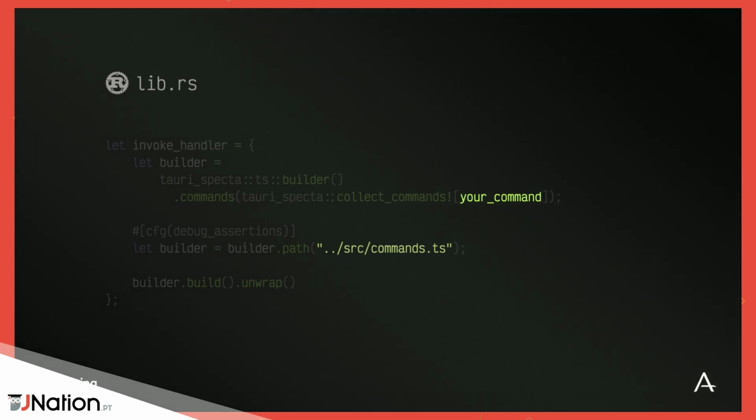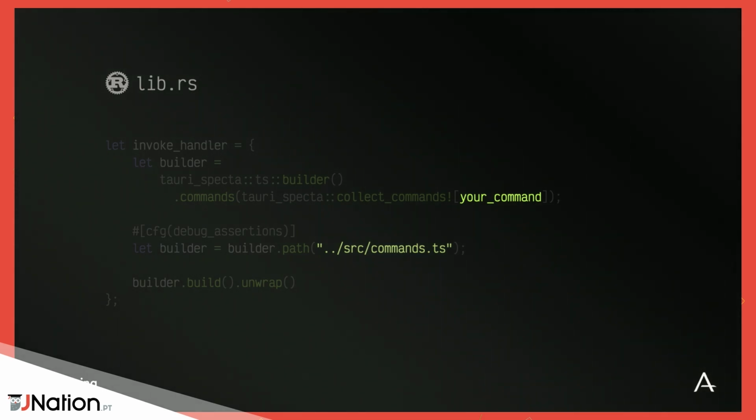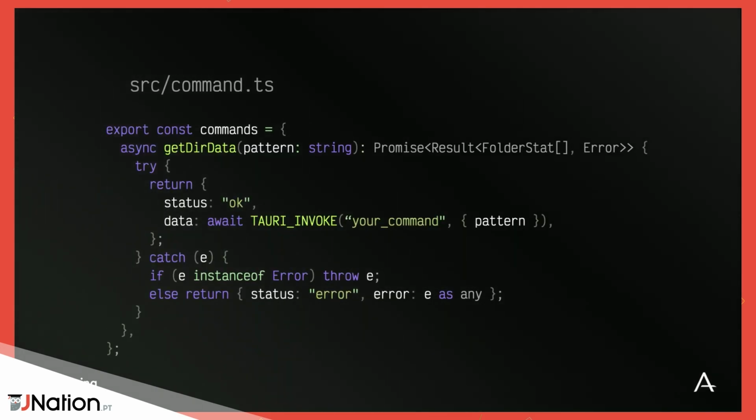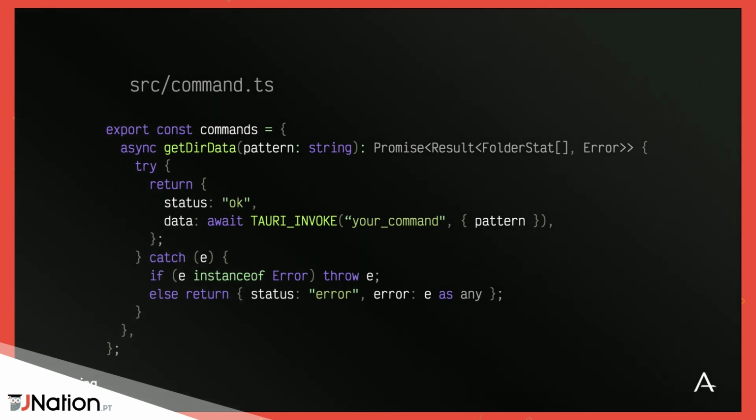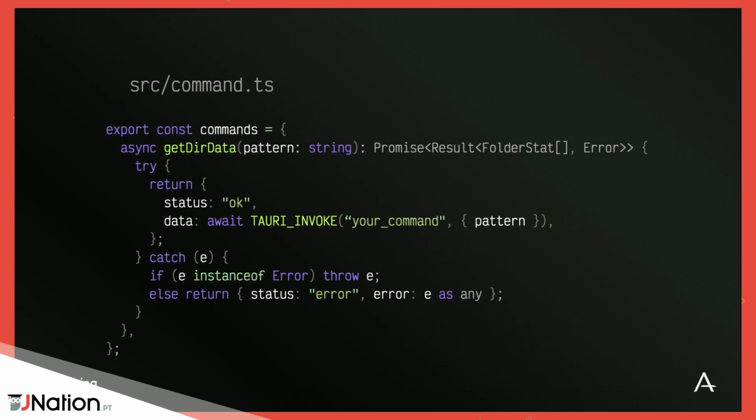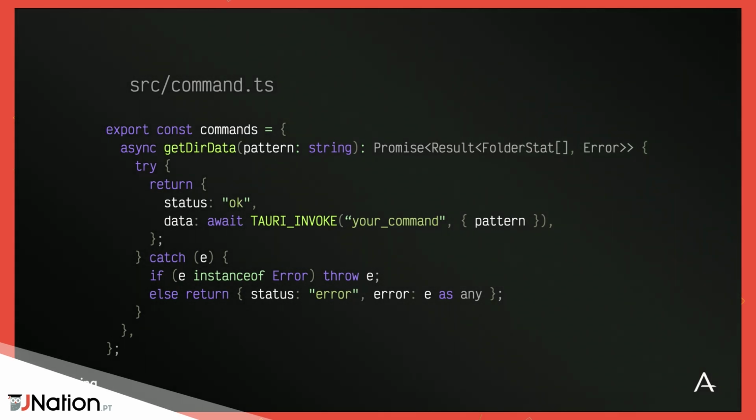So you're going to take an array of your commands, and then you're going to define which path those commands are going to show up in. And then once it does, it's going to look like this. So the commands object is going to give you this getDirData, which is the camel case version of the snake case name. And it's going to give you a promise with a result.